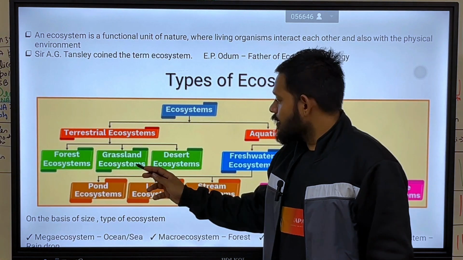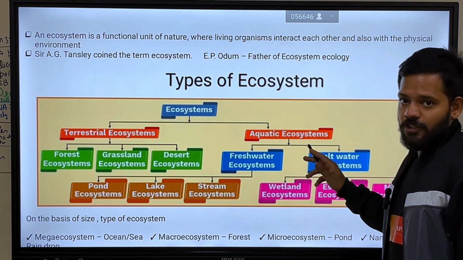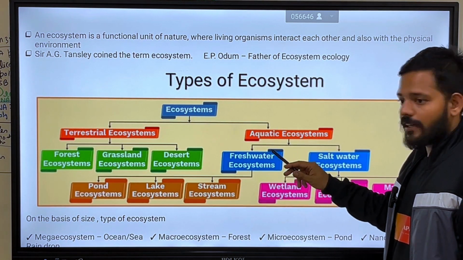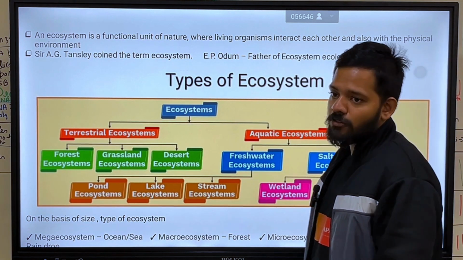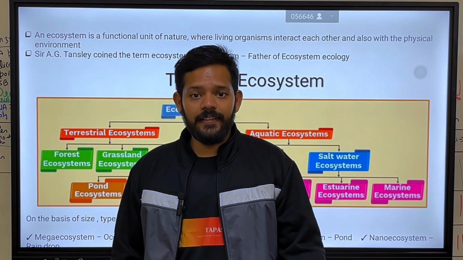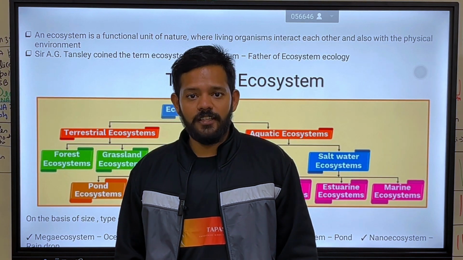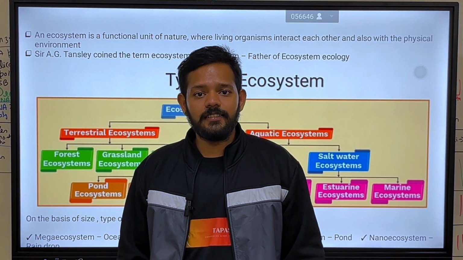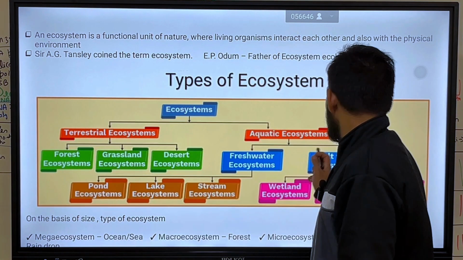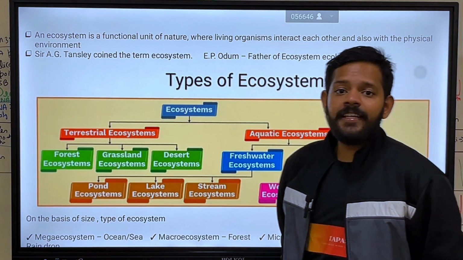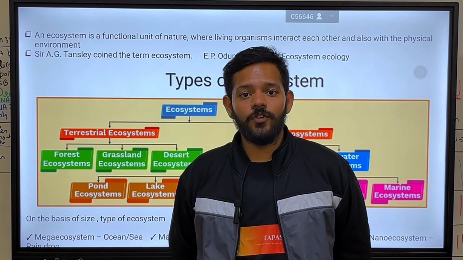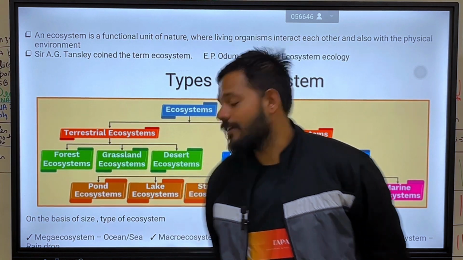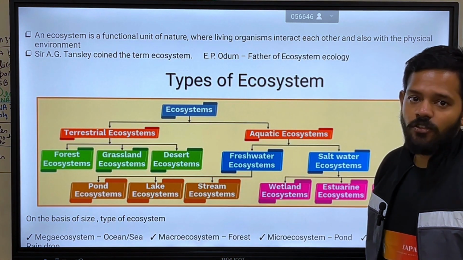Then your aquatic ecosystem. Aquatic ecosystem is again of two types: freshwater ecosystem and saltwater ecosystem. Freshwater ecosystem means rivers, lakes, and ponds, where the water is fresh and no salt is present inside the water. And the saltwater ecosystem is your marine ecosystem, meaning ocean, sea, and estuaries. All these ecosystems come under the saltwater ecosystem.